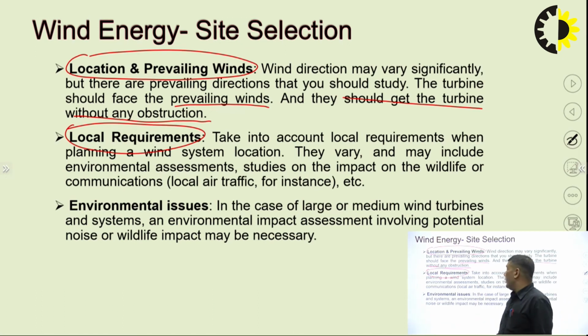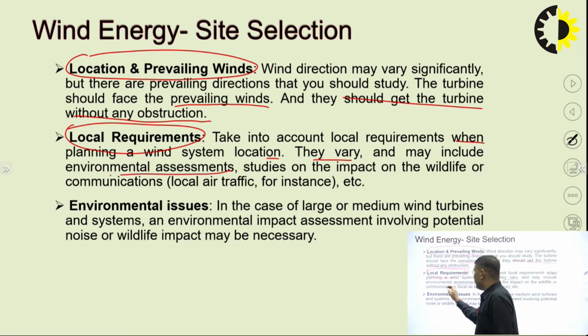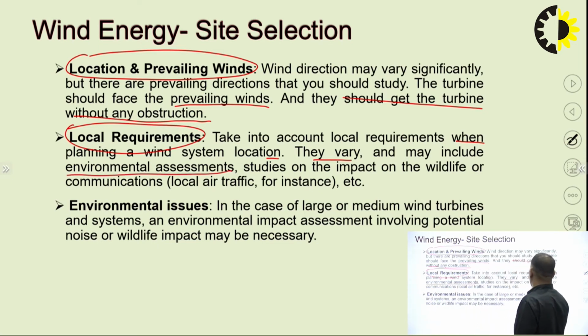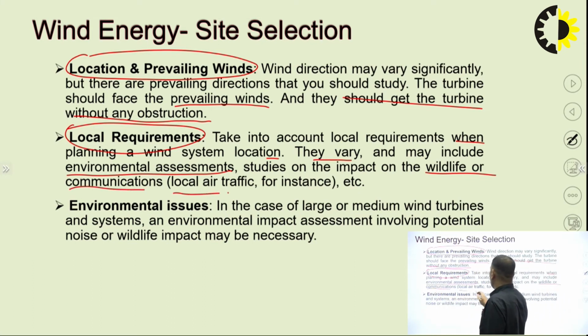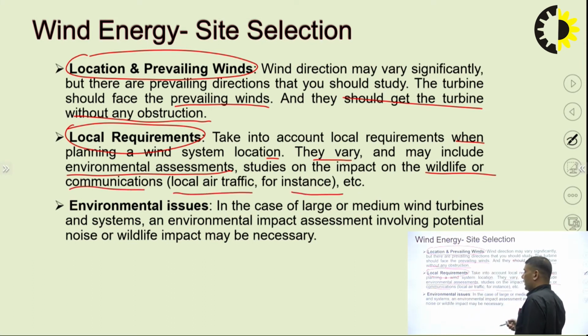Then we have local requirements for the site selection. This basically takes into account when planning a wind system location. The local requirements should also be taken care of. They vary and may include environmental assessment, studies on the impact on wildlife or on communication, maybe local air tariff for instance.